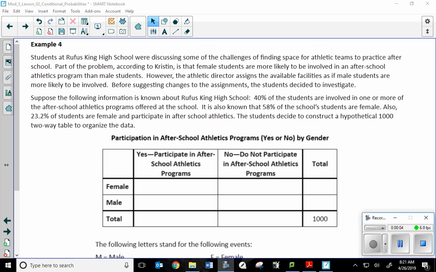Welcome back, Unit 2, Lesson 5. We are still working on conditional probabilities. We left off with example 4, and let's get going.